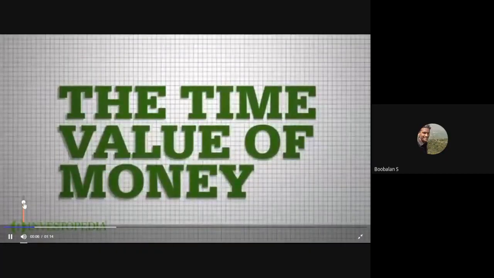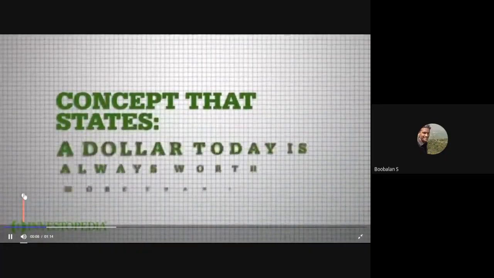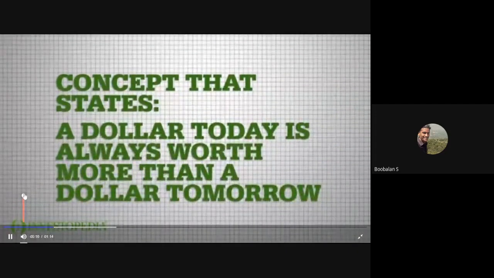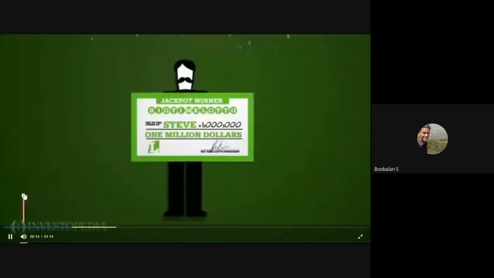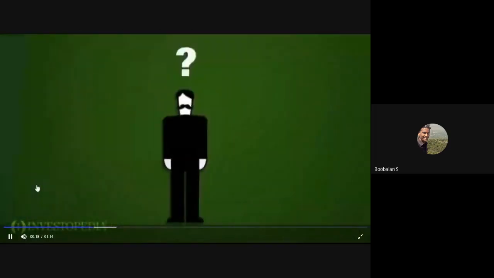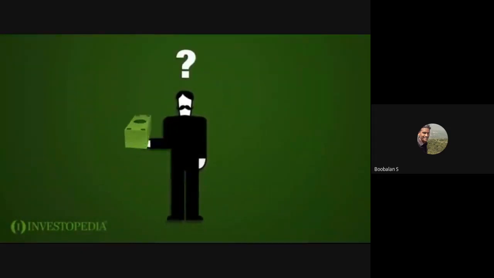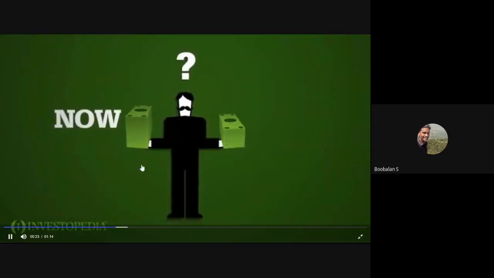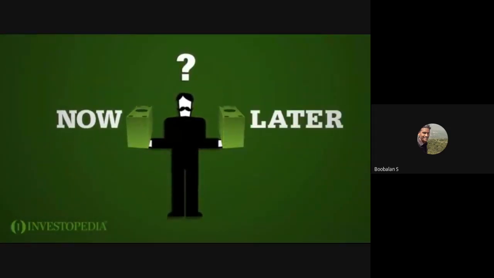The time value of money is a concept that states $1 today is always worth more than $1 tomorrow. Suppose Steve wins $1 million in the lottery today. Before accepting his prize, Steve has to make a decision. He can receive the prize money now, or if he wants, he can collect the money in 1 year.